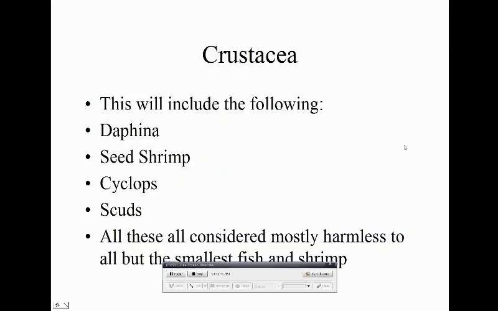All right. So Crustacea, I think is how you pronounce it. It's going to include what you see there: Daphnia, seed shrimp, cyclops, scuds. Most of these are considered harmless to anything but the smallest fish. And by a small fish, I don't mean a guppy. I don't mean a swordtail. I mean probably fresh-born CRS, crystal red shrimp. Guppies are probably fine because they're not microscopic enough.